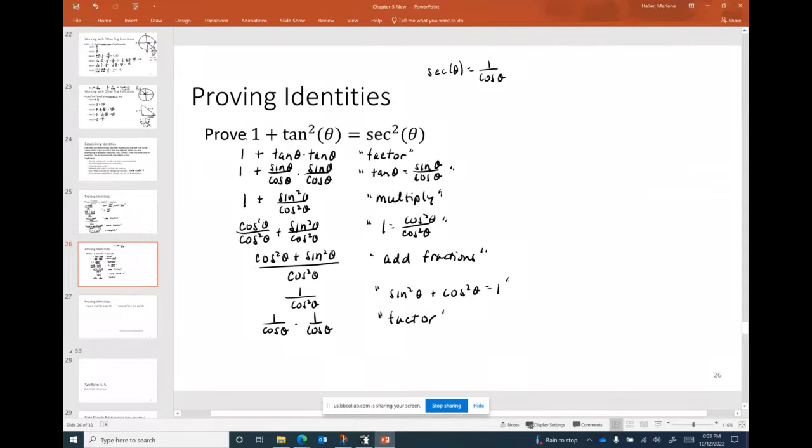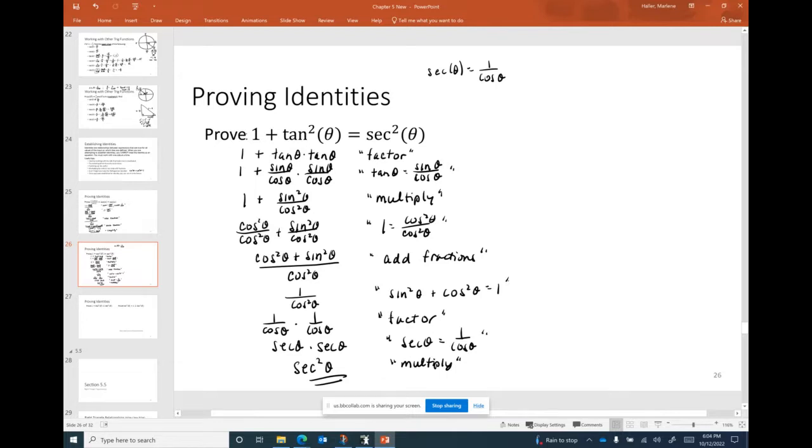Factor. All right, and then I can now substitute in secant is equal to 1 over the cosine. Okay, we'll make that substitution. Secant of theta times the secant of theta, and then we just multiply them out. And we have proven our identity. My justification there is simply multiply. All right.